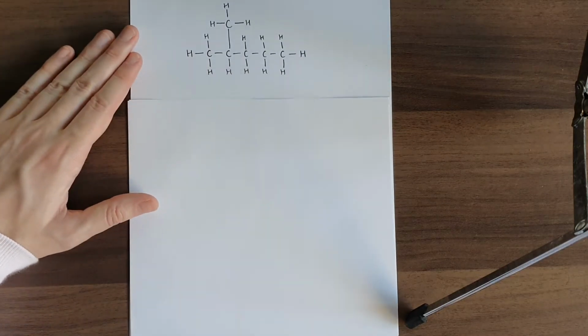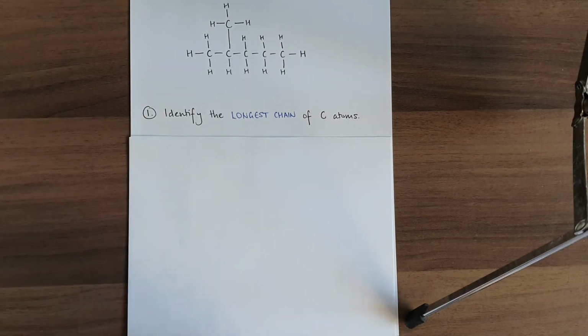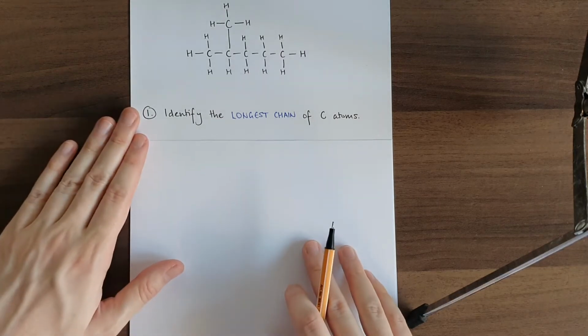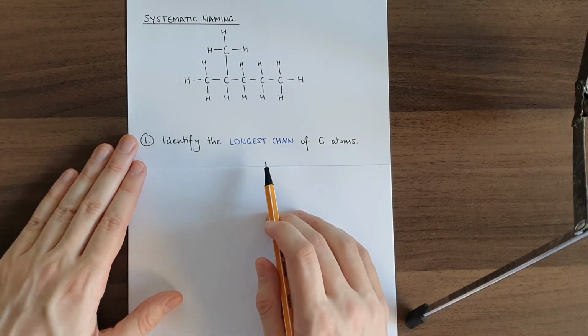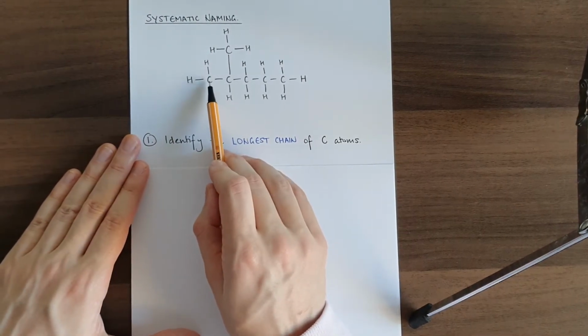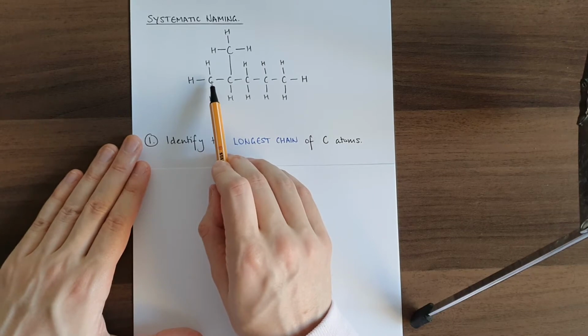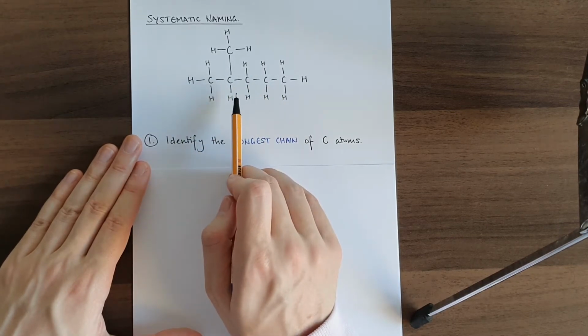So, first of all, we have to identify the longest chain of carbon atoms that are all bonded in one line, one continuous chain. And to do that, I'm going to start using a couple of different colours so that this is really clear. All we're going to do is look for the longest chain of carbon atoms. So I'm going to start from the left. I'm going to suggest that we go right through to the right. So we have 1, 2, 3, 4, 5 carbons. So 5 could be our longest chain here.